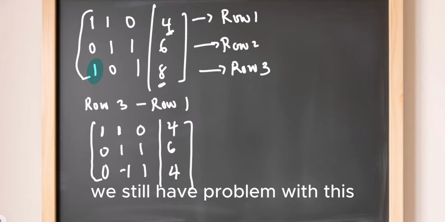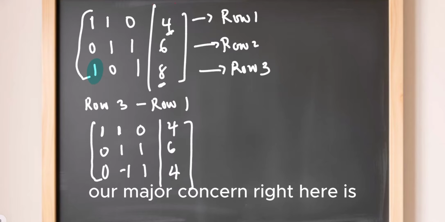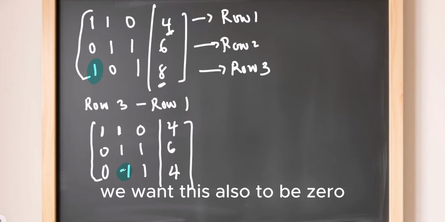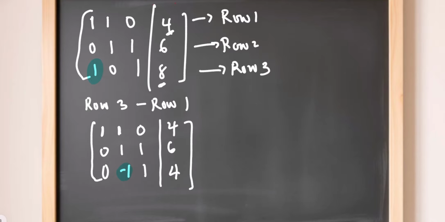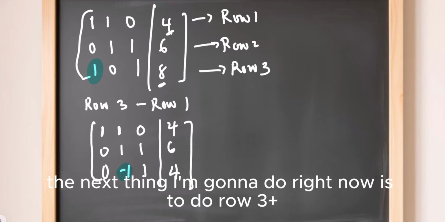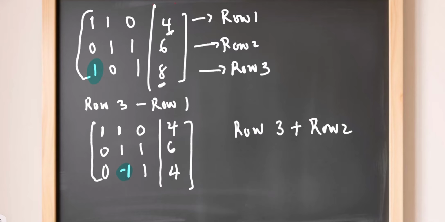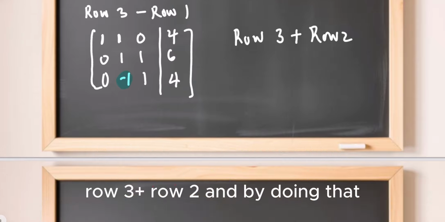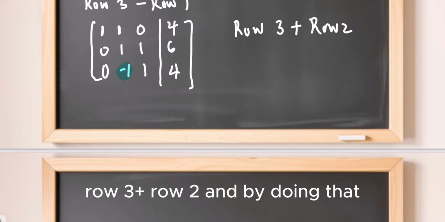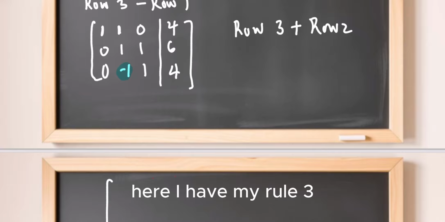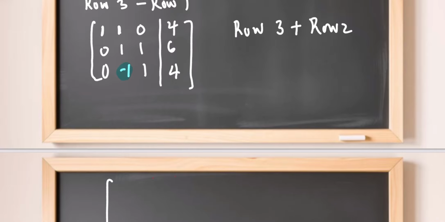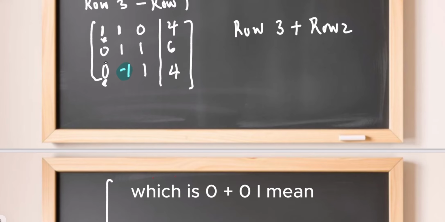Now looking at this, we still have a problem with this. Our major concern right here is we want this also to be 0. And to do that, the next thing I'm going to do right now is to do row 3 plus row 2. Row 3 plus row 2.